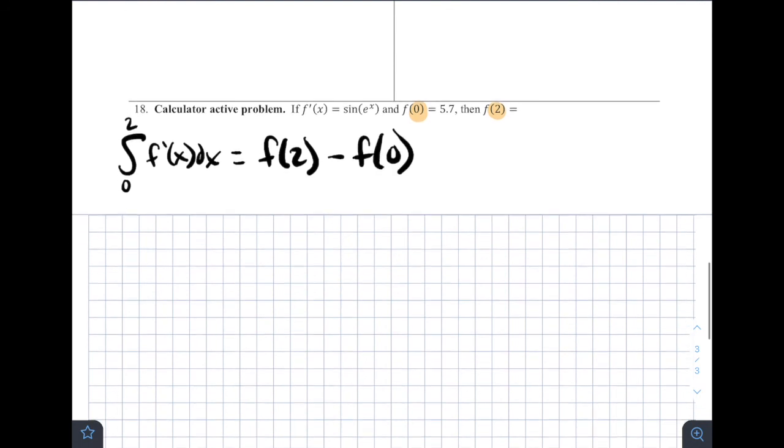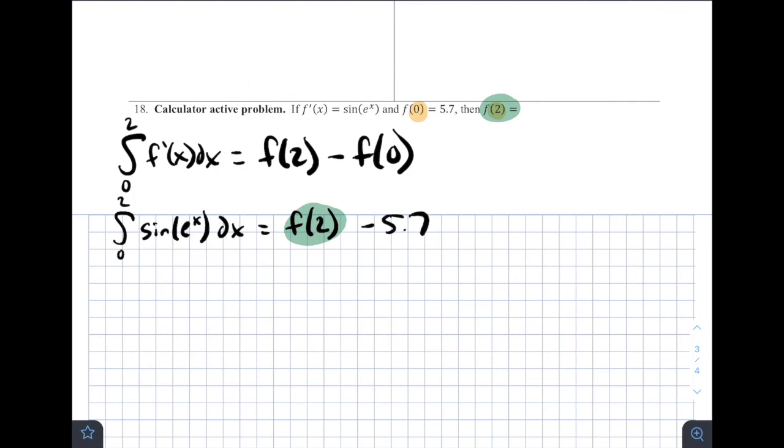So plug in what we know. That's the integral from 0 to 2 of this sine of e to the x dx. That's equal to f of 2, which we're trying to find. That's the goal. I'll put it in green. That's what we want there. Minus f of 0, which they told us was 5.7.